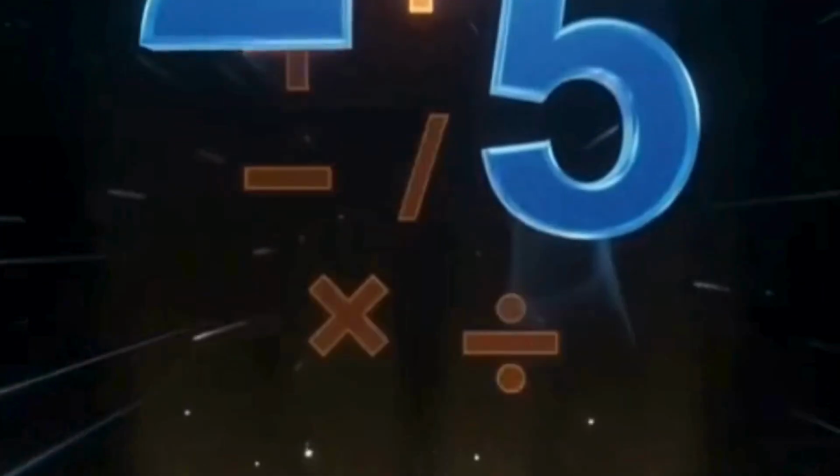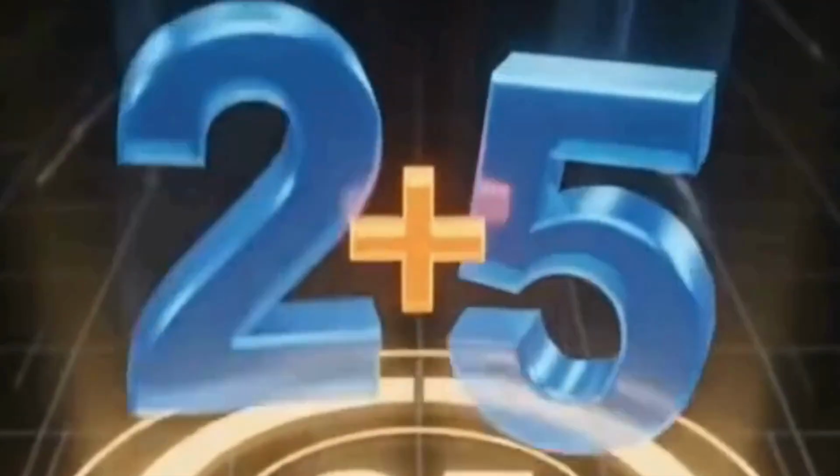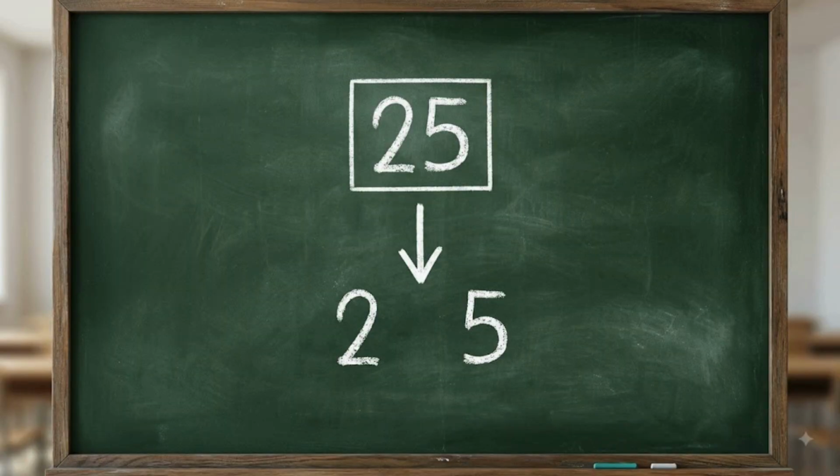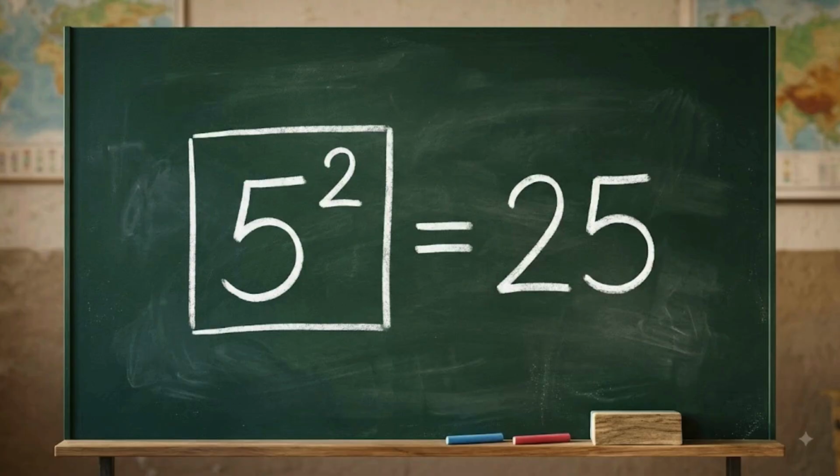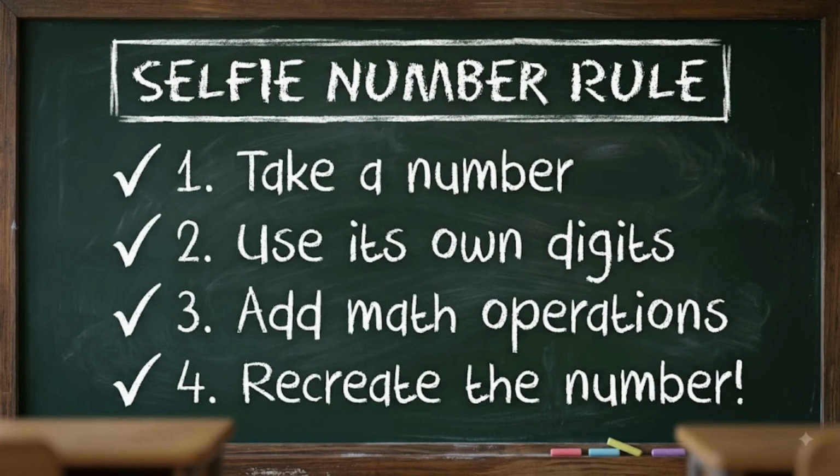Let's start with a simple example, 25. Its digits are 2 and 5. Instead of treating them as one number, let's use those digits as mathematical building blocks. Take 5 as the base and 2 as the exponent. We get 5 squared equals 25. Look at what happened. We started with 25 and used its own digits to rebuild 25. That's the basic idea behind a selfie number.